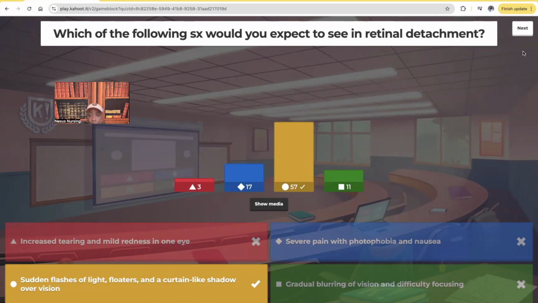And last, gradual blurring of vision and difficulty focusing. Usually that is from a refractive error, okay? And we can see this as an adverse effect of many drugs, like what? Digoxin, if the patient goes into digoxin toxicity. Sometimes it's a systemic issue, but most often it is a refractive error that causes this. But again, lots of drugs can cause it if the patient's having a toxic level or adverse effects.